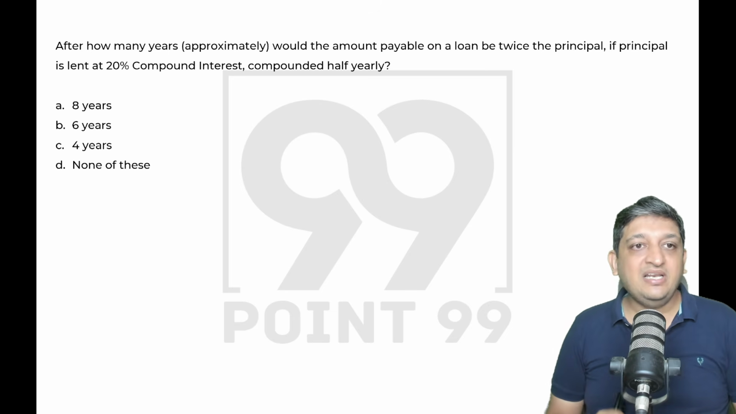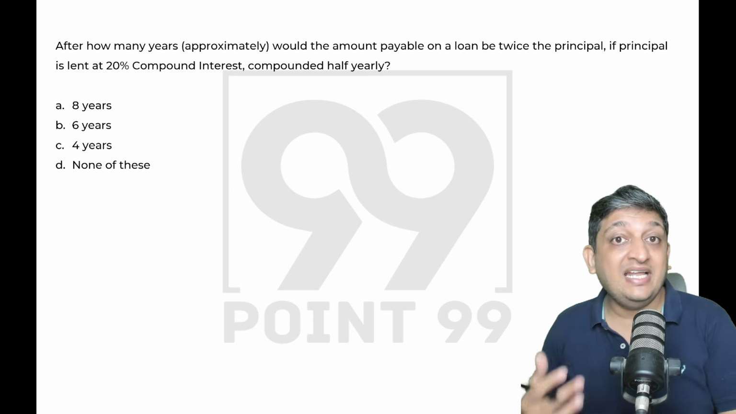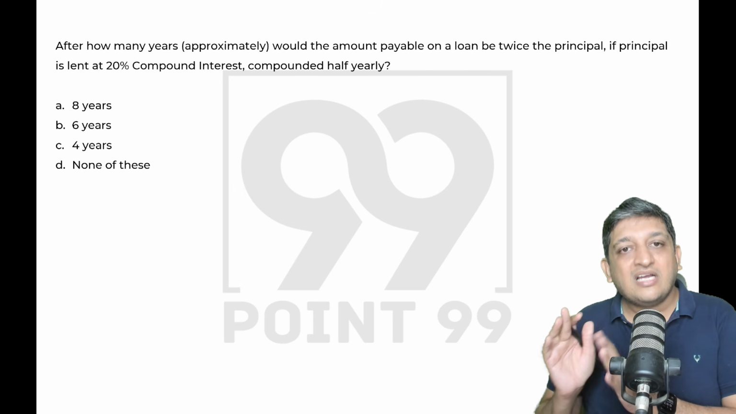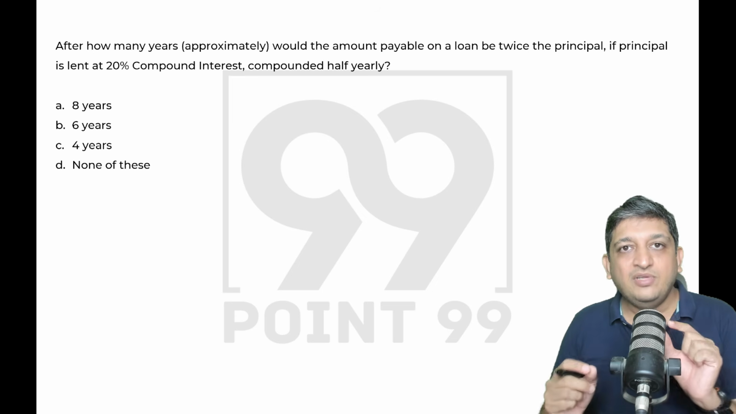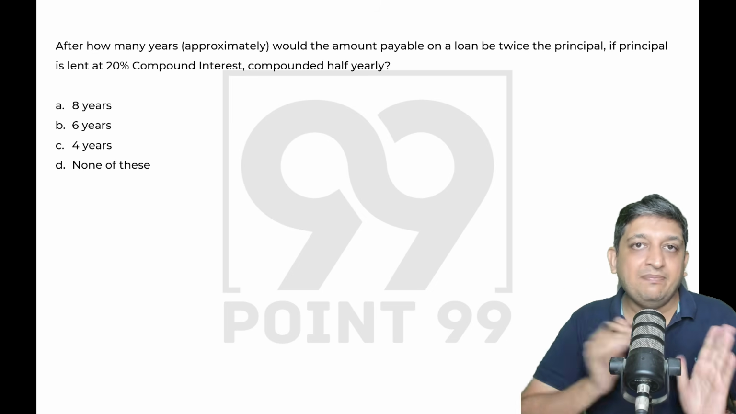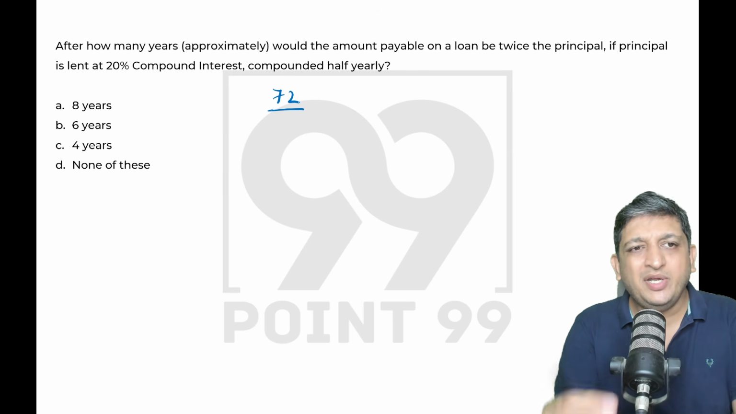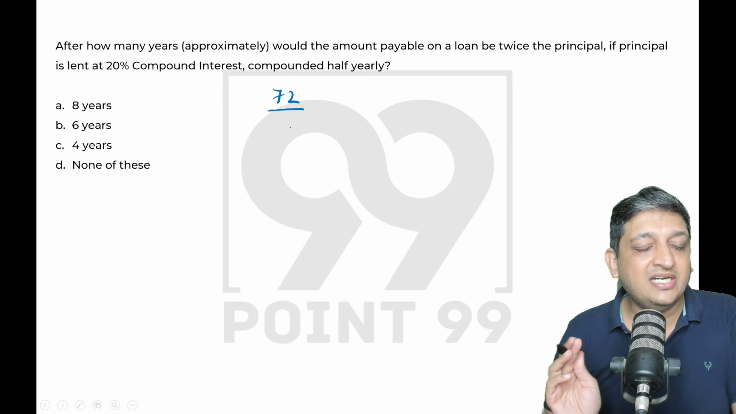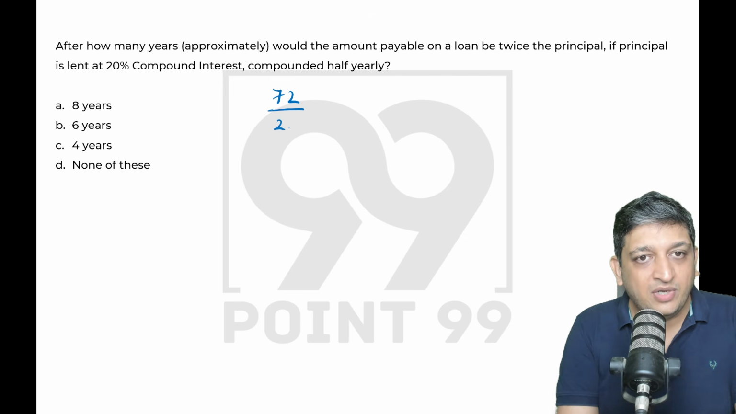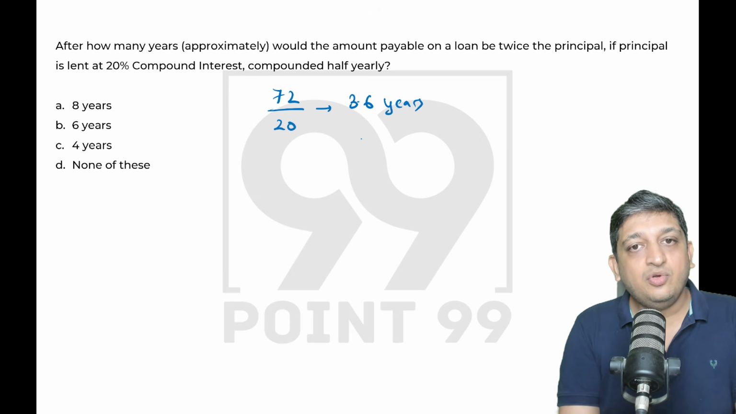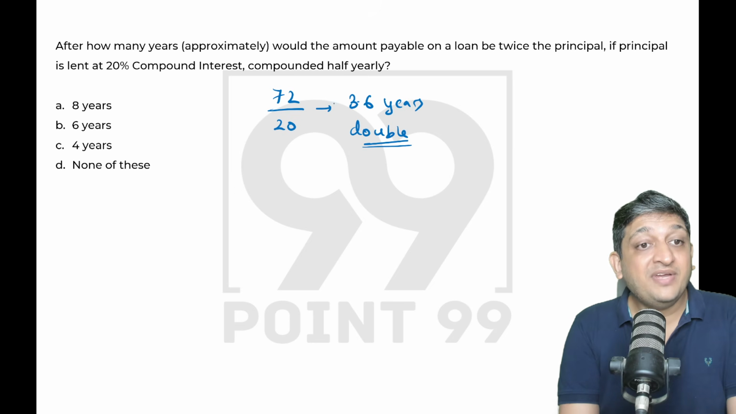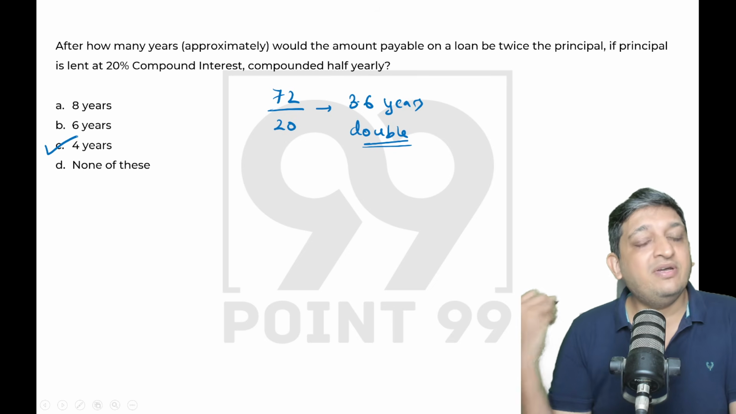Now, if the principal is lent at 20% compound interest compounded half yearly, we know that every year you are going to get 20% back. And as we saw in terms of the rule of 72, you are going to get slightly more than 20% every year. But if you look at it as 20% itself, then 72 divided by 20 will mean that you are going to take 3.6 years to double your investment. And as we know, 3.6 is very close to 4 years. So that is going to be our answer.